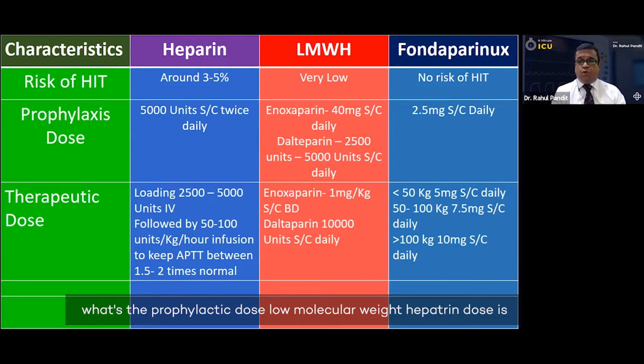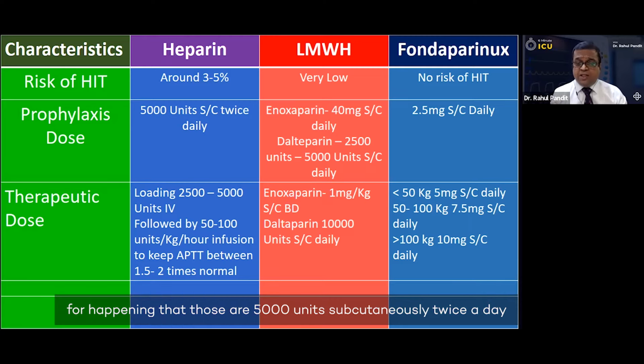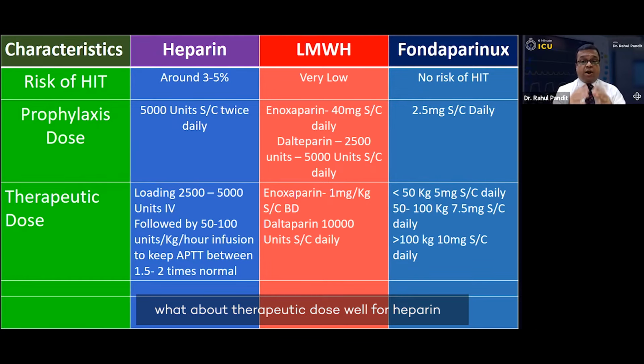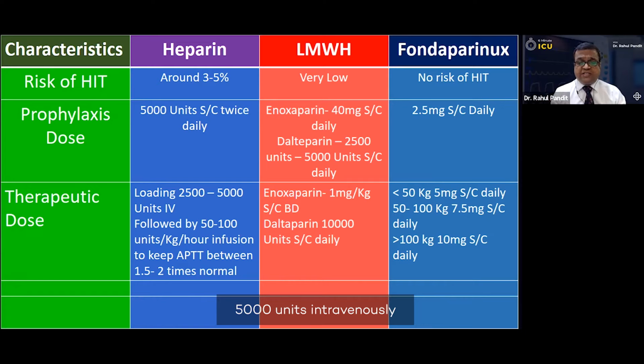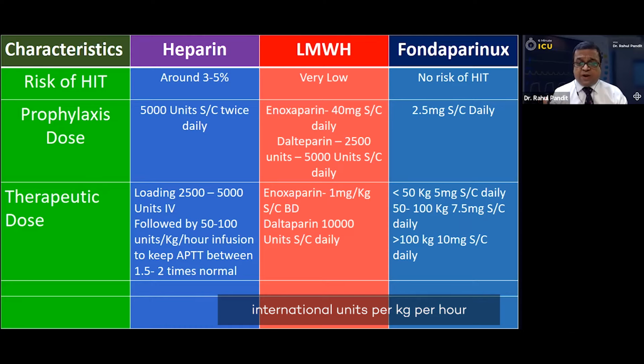What's the prophylactic dose? Low molecular weight heparin dose is 40 milligrams subcutaneously daily if using enoxaparin, and dalteparin 2,500 to 5,000 units subcutaneously daily. For heparin, the dose is 5,000 units subcutaneously twice a day, and for fondaparinux, the prophylactic dose is 2.5 milligrams subcutaneously once a day. What about the therapeutic dose? Well, for heparin, the therapeutic dose is a loading of 2,500 to 5,000 units intravenously, and then you need to give an intravenous infusion of 50 to 100 international units per kg per hour, keeping an APTT between 1.5 to 2 times the baseline of that particular patient.